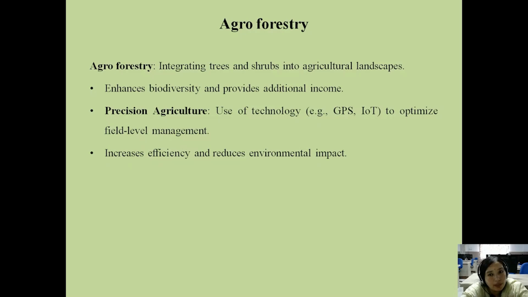Precision agriculture is the use of technology, GPS, IoT to optimize field level management. That increases your efficiency and reduces your environmental impact. In agroforestry, you integrate trees in your agricultural landscape, which enhances biodiversity and provides additional income, and you use technology to optimize your field land management. It has a positive environmental impact. It reduces environmental impact and increases efficiency.